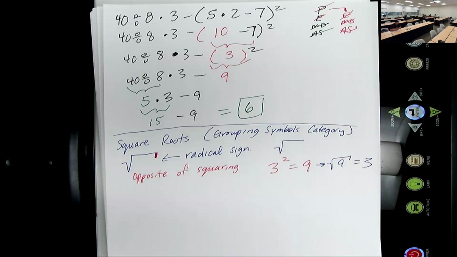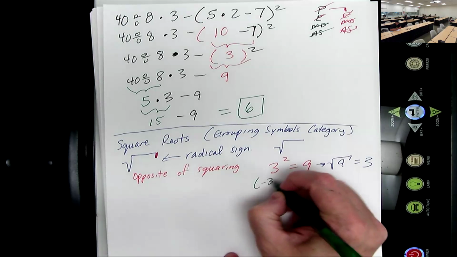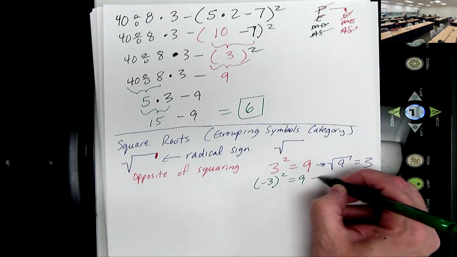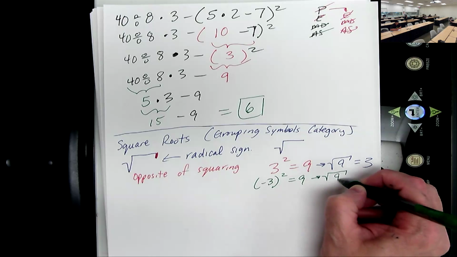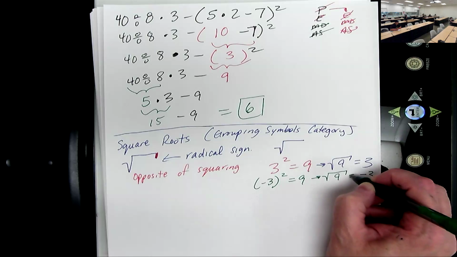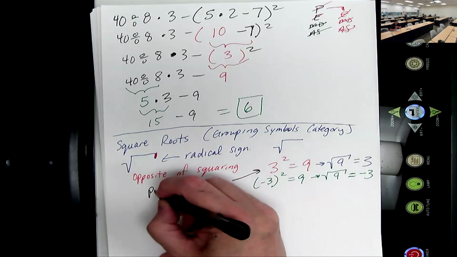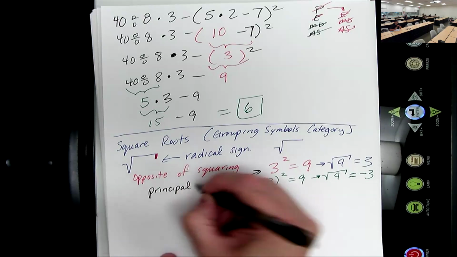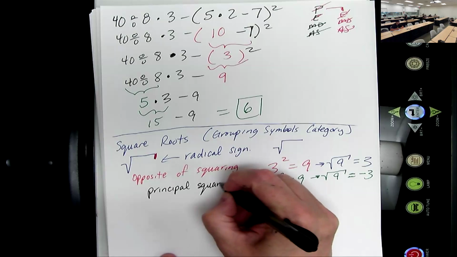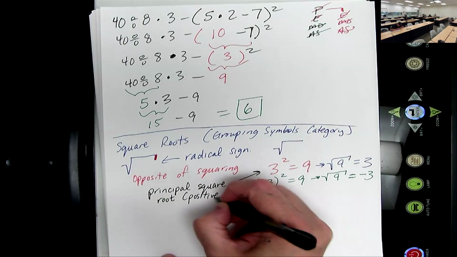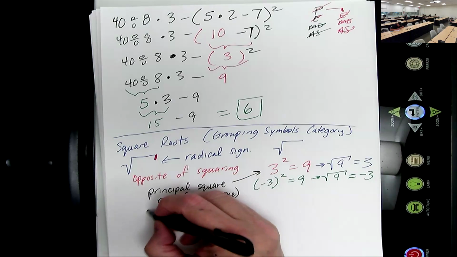Also, if I squared -3, I'd get 9. So clearly, the square root of 9 should also give me -3. The positive one is called the principal square root, and it's pretty much the one we're going to use. And we default to it.